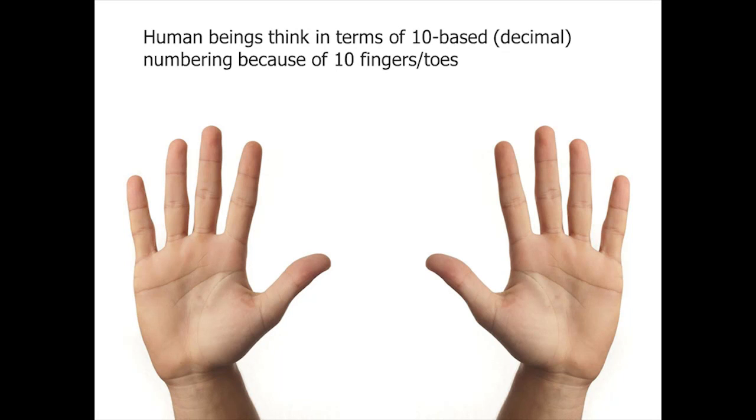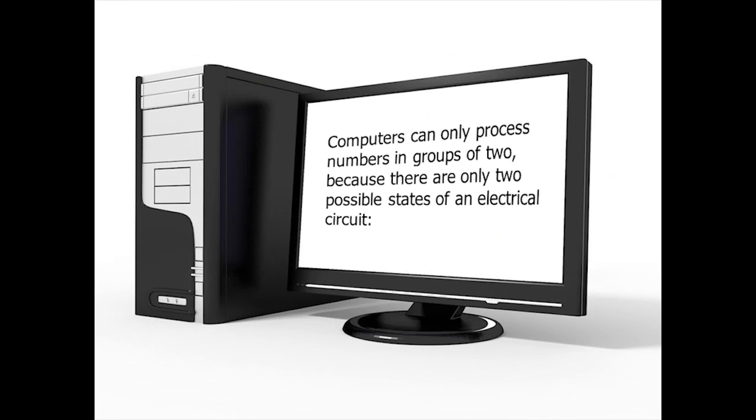First, as human beings, we look at things in terms of tens because we have 10 fingers and toes. And from the earliest days, as you may remember in school, you may have even counted on your fingers. And that's how human beings tend to think, in terms of tens. It's called decimal. However, computers are different.